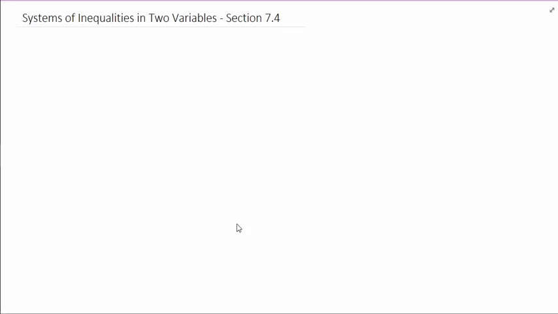Today we're going to discuss systems of inequalities in two variables. The systems piece here means that we have more than one. So we might have two inequalities, we might have three inequalities, we might have four inequalities. The two variables piece means that we're going to have to represent our solutions graphically.